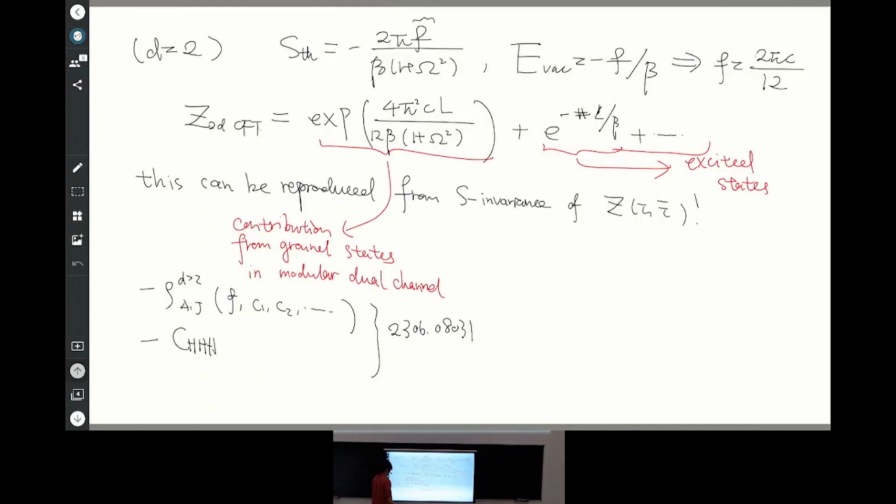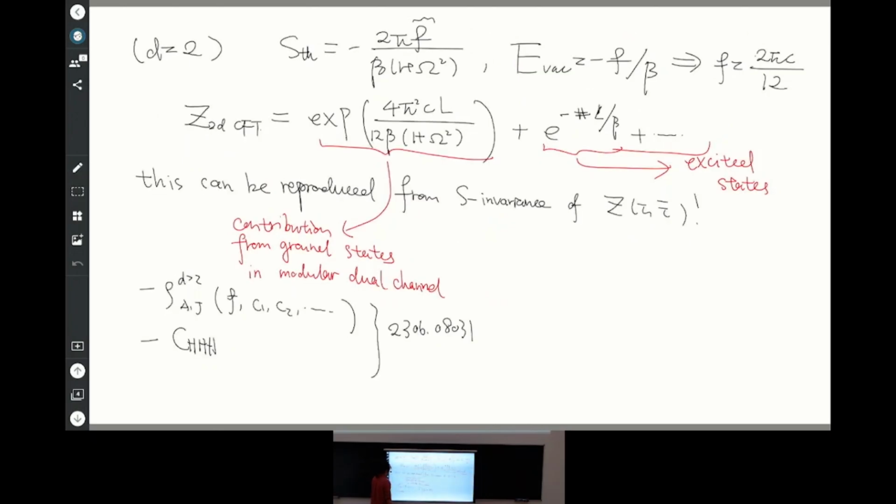Sorry, what is the range of omega you are considering here? I'm asking because for a 2D CFT, if you have some chiral current, then you can tune omega to be very close to ±1. Then the contribution from the chiral current will beat the contribution from the vacuum.